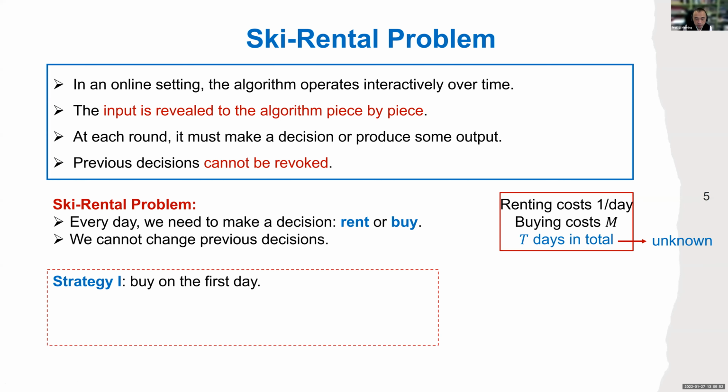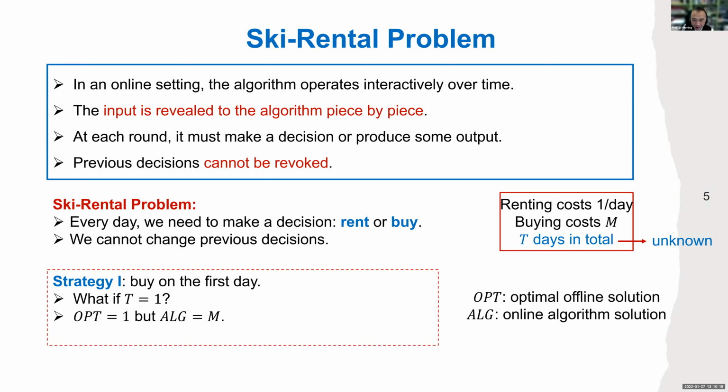Okay, so let's look at the first strategy. The first strategy says, I just buy. I do not care how long the period is. Is this strategy good? No, actually, it's not good, because if you buy on the first day, I can tell you, oh, actually the season is only one day. That's a nightmare, right? Because the optimal solution is just rent. Optimal is 1, because your season is one day, but the algorithm pays M, right? So that's really bad.